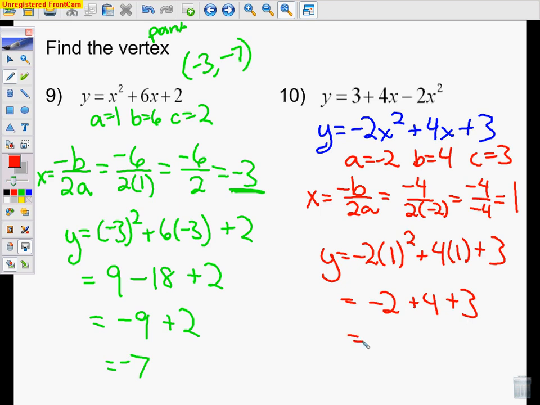Negative 2 plus 4, that is positive 2. 2 plus 3 is 5. So that's our y value. So our ordered pair for our vertex is 1 for x and positive 5 for y. Alright, great. Let's move on.